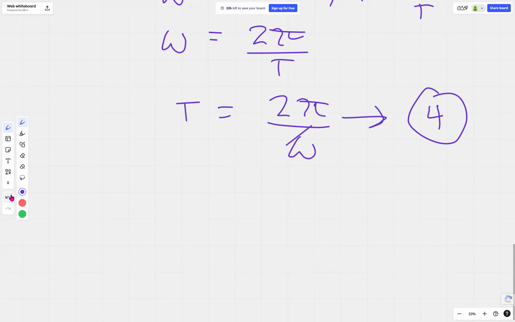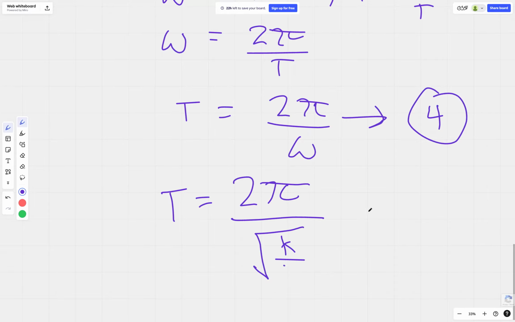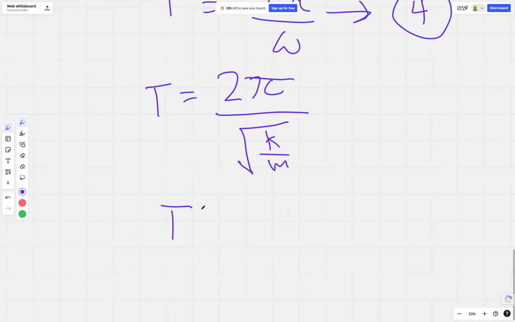So now we get T is equal to 2 pi divided by the square root of k over m. And now we can do some algebra to get our final answer of T is equal to 2 pi multiplied by the square root of m over k.